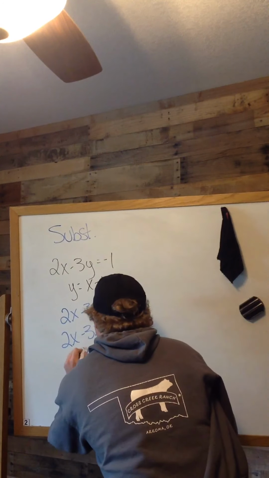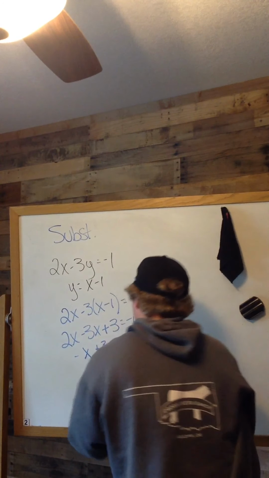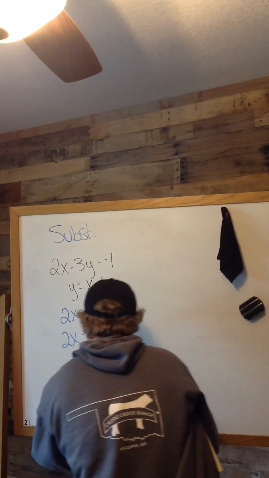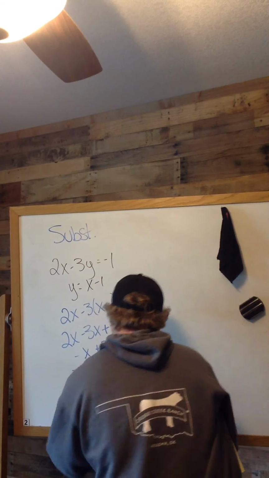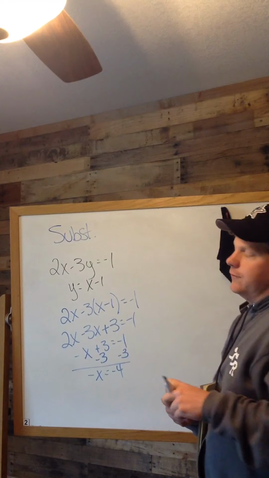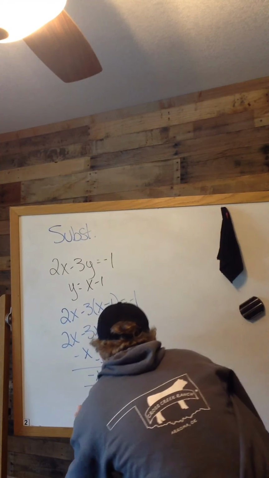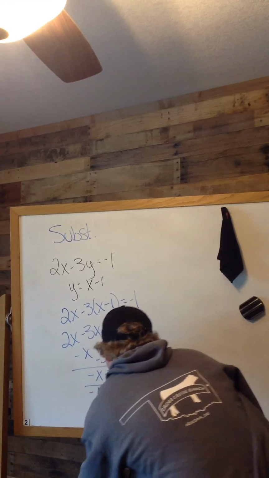Combining like terms, negative x plus 3 equals negative 1. Hopefully we know what's going on here. Subtract 3, negative x equals negative 4. Can my variable be negative? Hopefully we still remember that it cannot. Divide everything by negative 1. X is equal to 4.